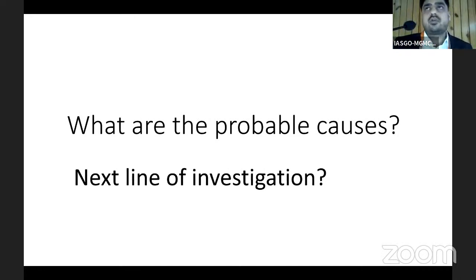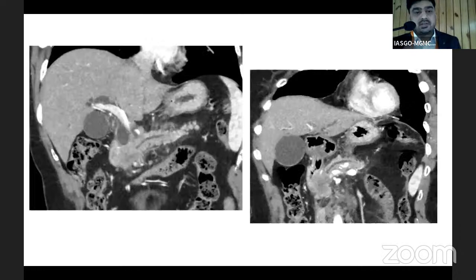Postgraduates, this is the most common scenario that will be encountered in your outpatient clinic as well as daily practice. This is the most common scenario of obstructive jaundice that you will encounter. So anybody, what are the probable causes, and what will be the next line of investigation? USG whole abdomen, exactly. And the probable cause is obstructive jaundice. The level cannot be ascertained right now. So the ultrasound was ordered and subsequently a CT was ordered.